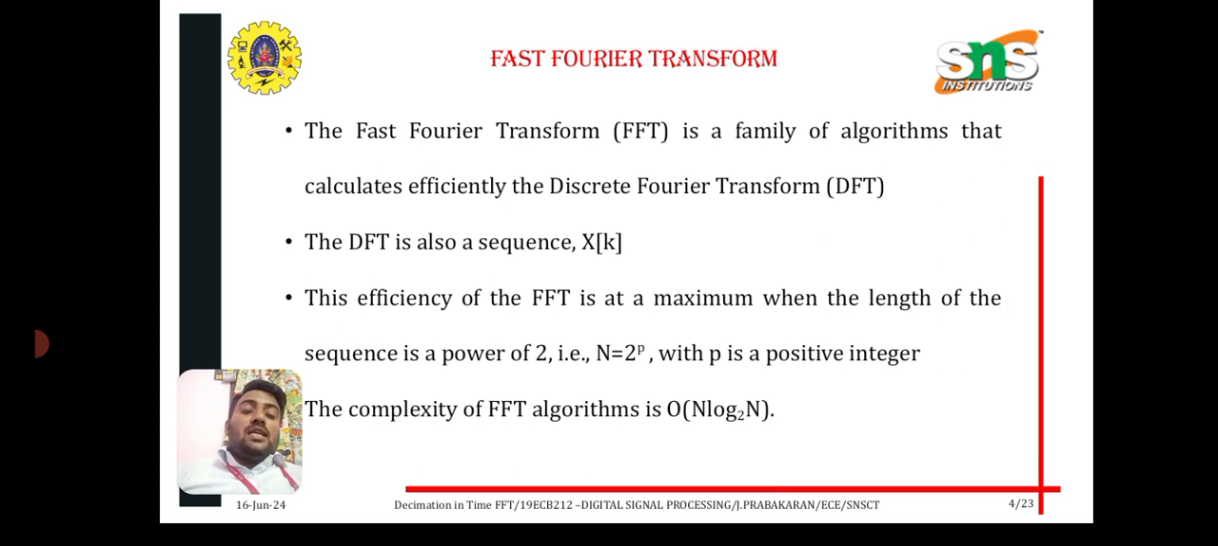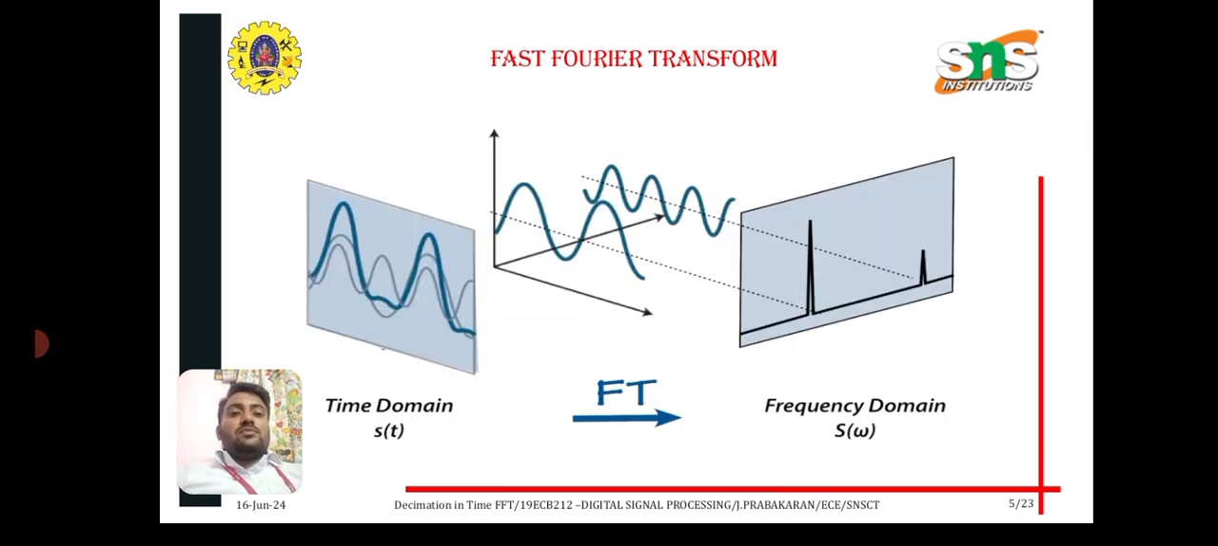If capital N, the total length of the sequence, is equal to 8, the p value should be 3, which is 8 equal to 2 power 3. P is a positive integer. The complexity of the FFT algorithm is N logarithmic of N. This is just the graph of fast Fourier transform, which means time domain to frequency domain.